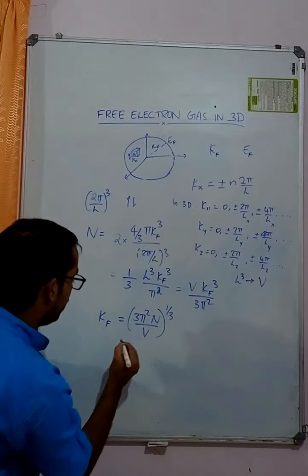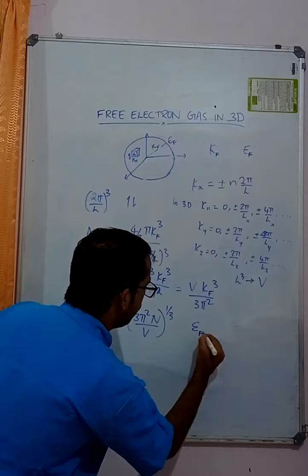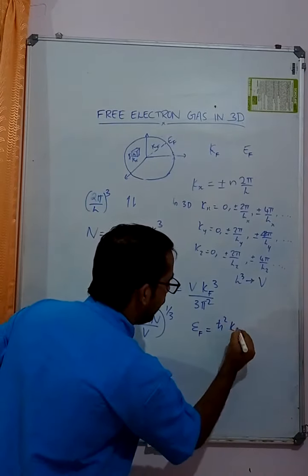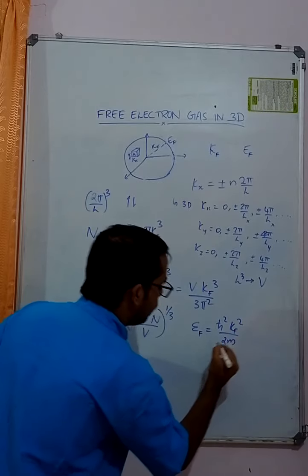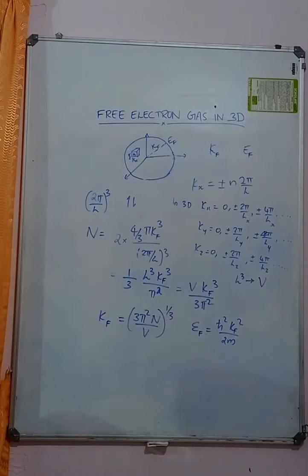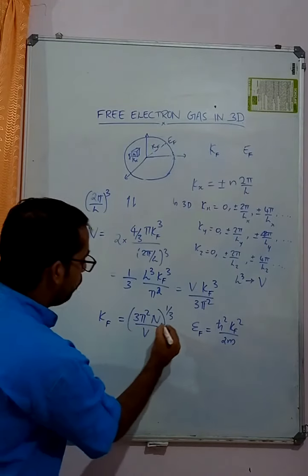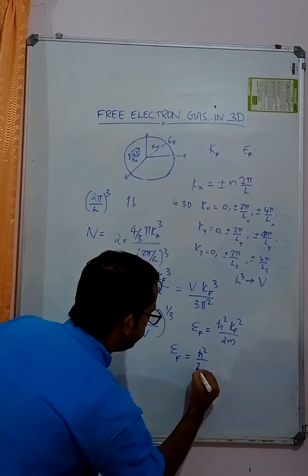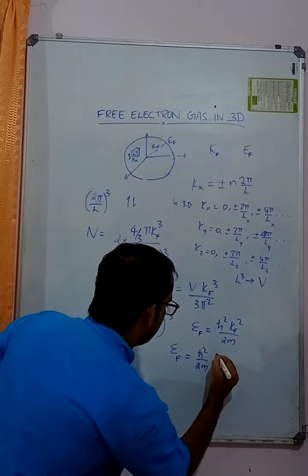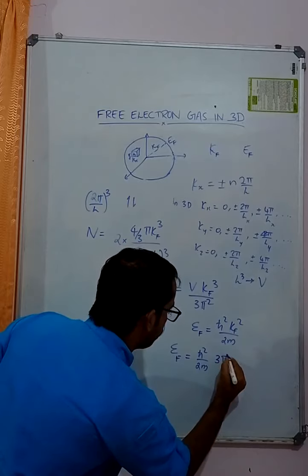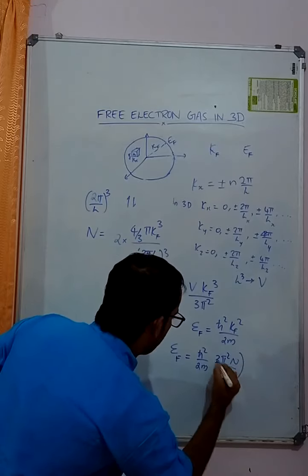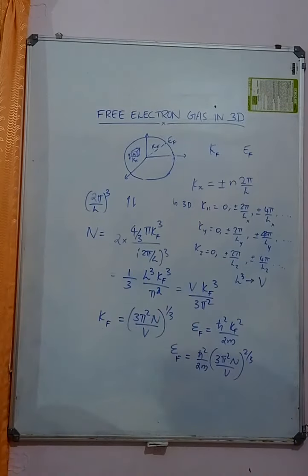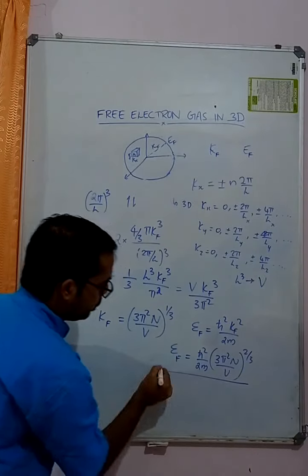Now the expression for Fermi energy EF: from our previous derivation we found that this is h cross square kf square divided by 2m. So the Fermi energy will be h cross square kf square by 2m. Now you can substitute for kf here. So the expression for Fermi energy will be h cross square by 2m into 3 pi square n by V all raised to 2 by 3. So 1 by 3 all raised to 2 will be 2 by 3. This is the expression for Fermi energy.